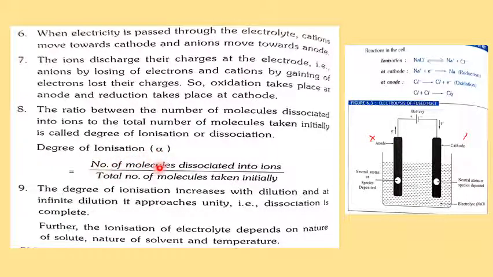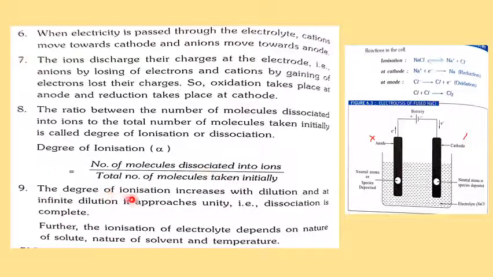equals the number of molecules dissociated into ions. Here only 10 molecules dissociated, so this is 10. Next, total number of molecules taken initially, that is 100. So 10 by 100, that is 0.1. So degree of ionization is 0.1. So what is the degree of ionization? The ratio between the number of molecules dissociated into ions to the total number of molecules taken initially is called degree of ionization or degree of dissociation.